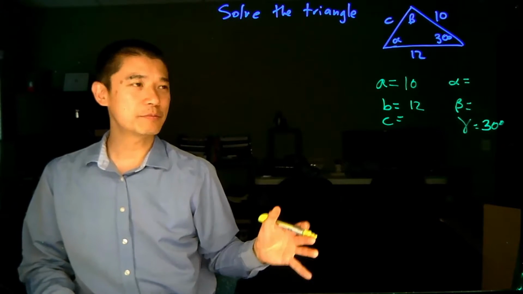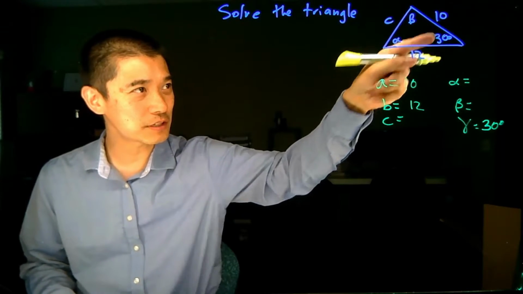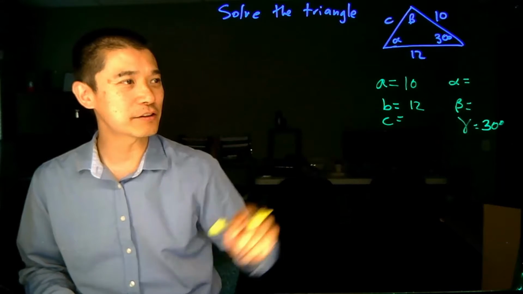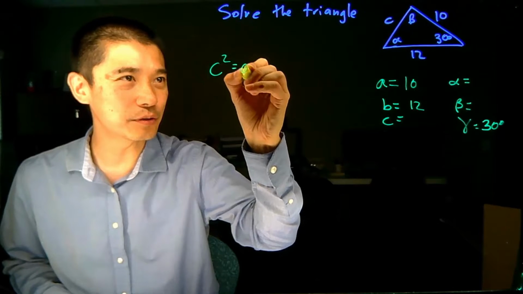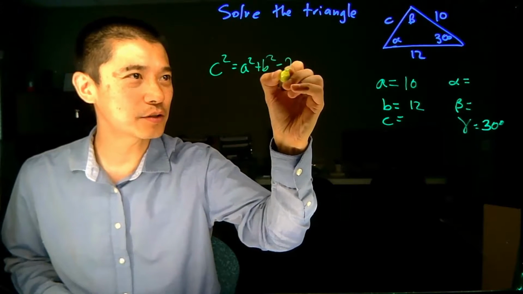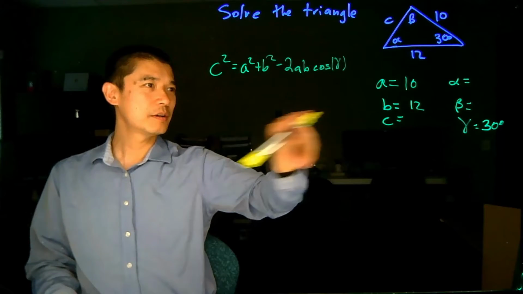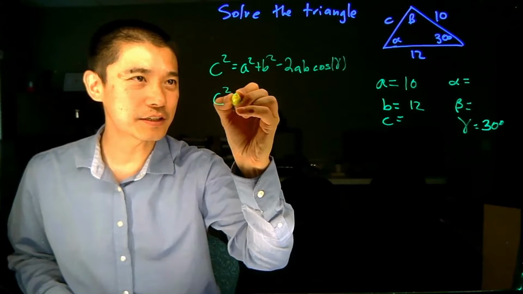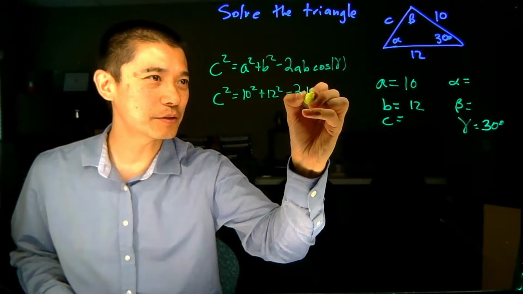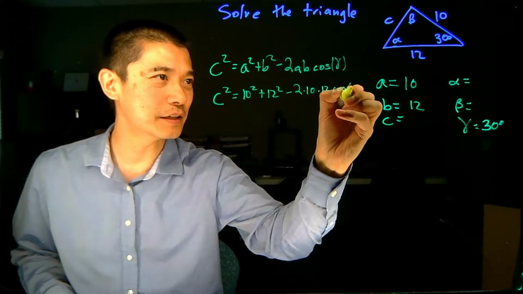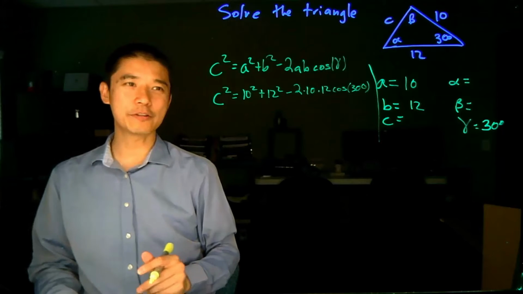And so we need to set ourselves up with the law of cosines version that has the two sides here, in this case the A and B, and the angle gamma all on the one side of the equation. So C squared is equal to A squared plus B squared minus 2AB cosine of gamma. At this point, it's just a matter of plugging things in. C squared is equal to 10 squared plus 12 squared minus 2 times 10 times 12 times cosine of 30 degrees.